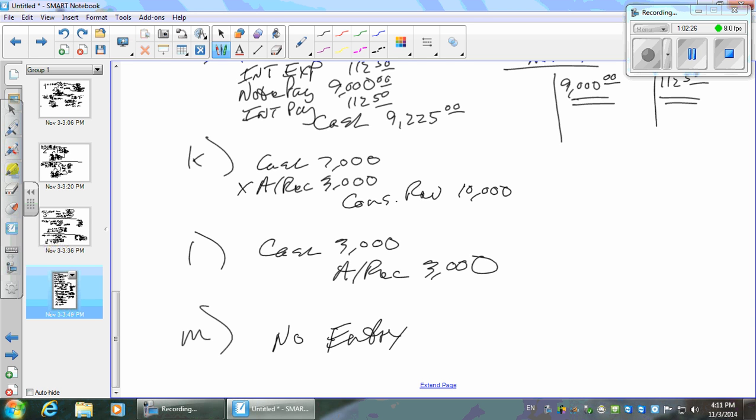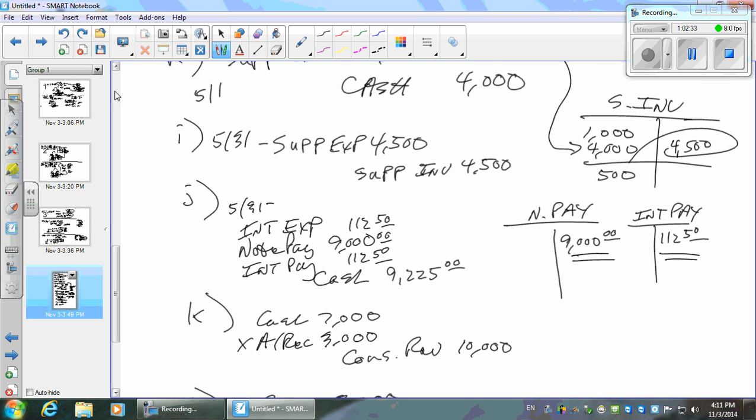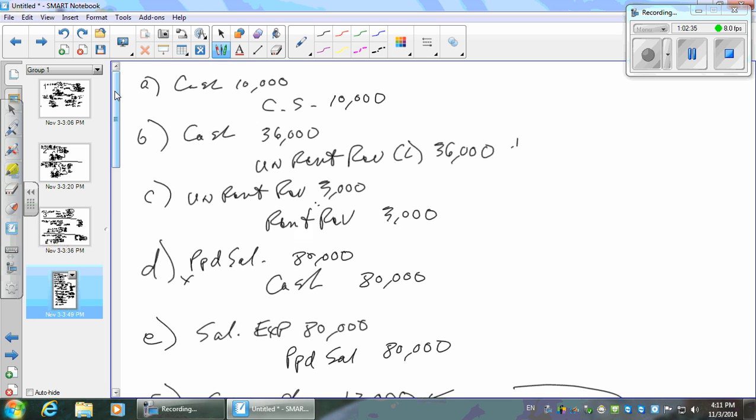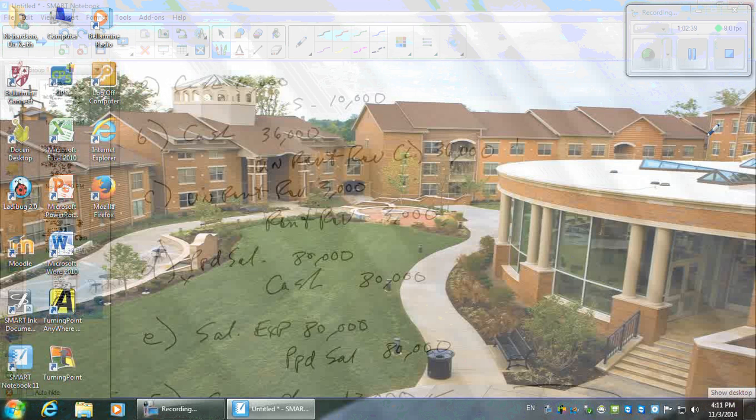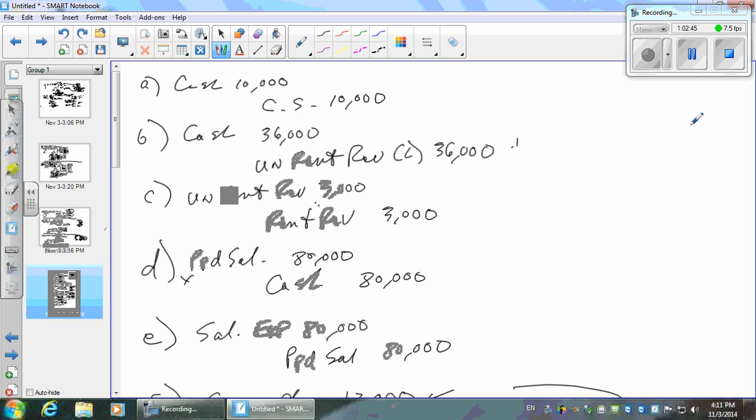Number 6 is, what would be the effect on the financial statements of recording the issuance of the capital stock? So let's go back to the capital stock issuance, and let's talk about what's the effect of doing it. What's the effect of A up here? What do you think? I want to know assets, liabilities, equity, revenue, expense, net income. This is too easy to believe once you have the entry.